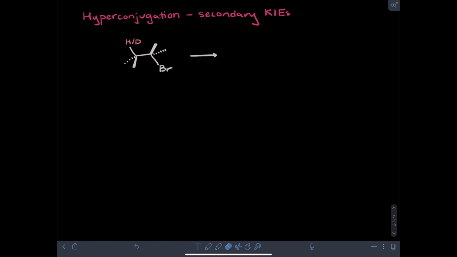Let's consider this following alkyl halide starting material. And let's consider a loss of the bromide leaving group to generate a carbocation. The carbocation itself is sp2 hybridized and trigonal planar, and it has an empty p orbital. Notice that my carbon bond to hydrogen or deuterium is adjacent to this empty p orbital.